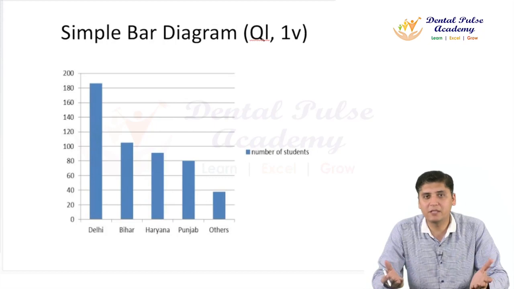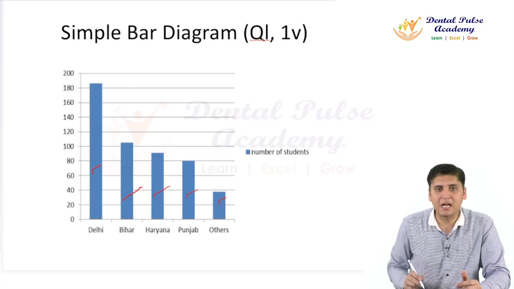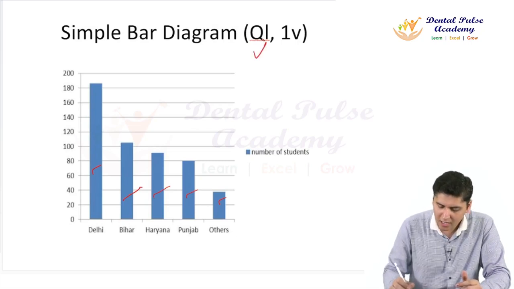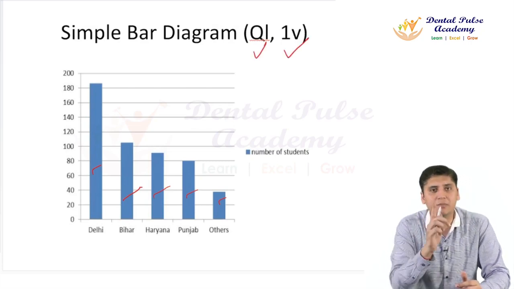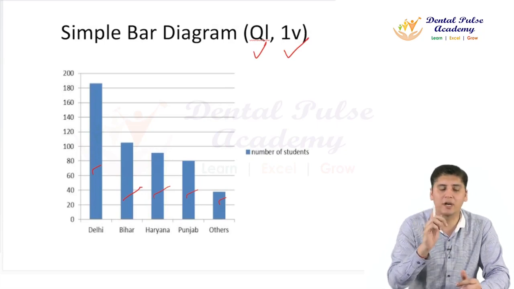Now I'm sure everybody must have seen this diagram, a simple bar diagram. Here we see bars of various sizes depicting the data. Now this figure which you are seeing is actually showing qualitative data and only one variable. So a simple bar diagram shows qualitative data and only one qualitative variable.